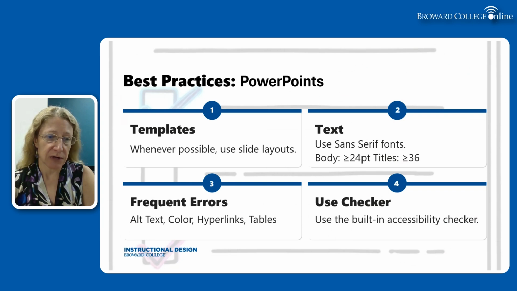Frequent errors include errors in alt text, color, hyperlinks, and tables. So make sure you double check those for accessibility. And you can use a checker after you're all done. Use the built-in accessibility checker in PowerPoint to check for errors.